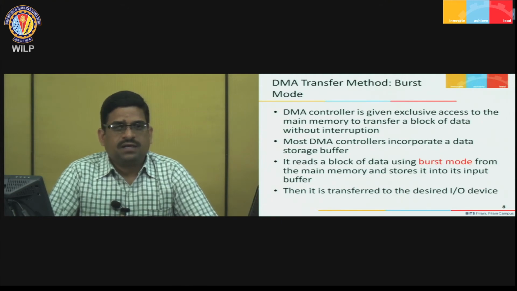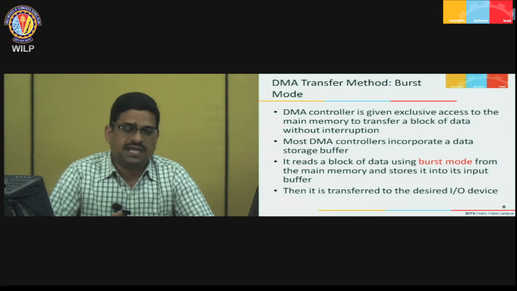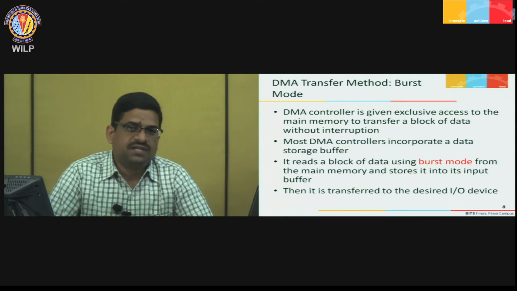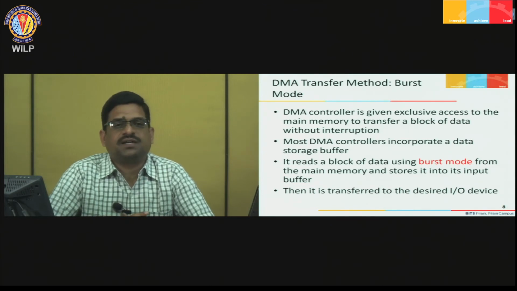Then by the time the device is ready with the next set of data, the processor will again jump to the normal execution and execute the instructions in the program. Once the device is ready with the next set of data, it will interrupt again, and the processor will intervene again and complete the transfer of that next set of data.